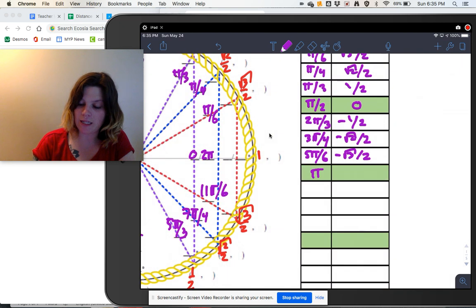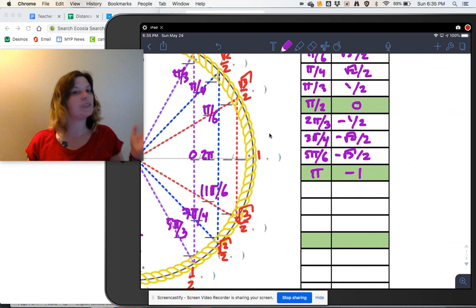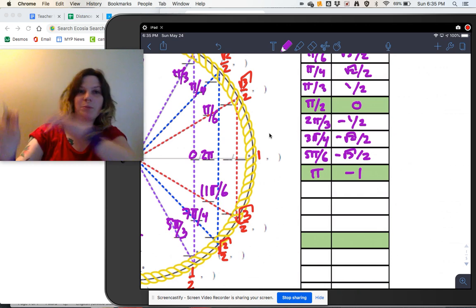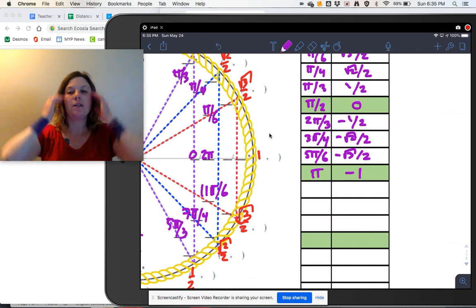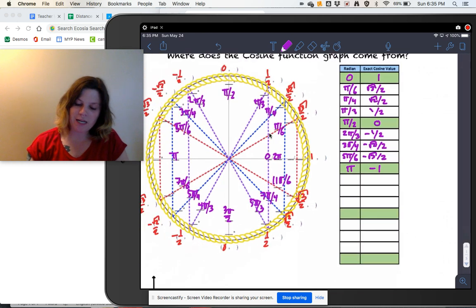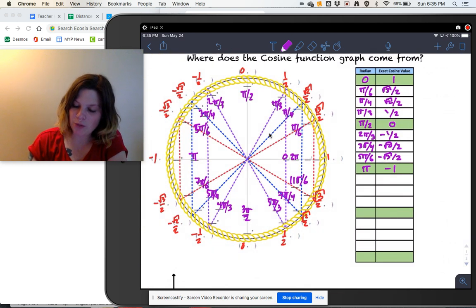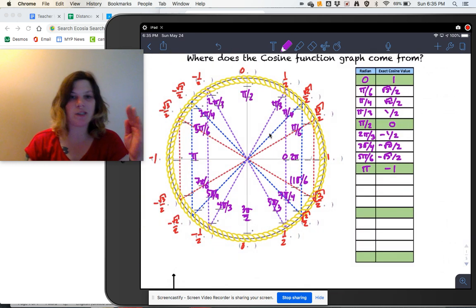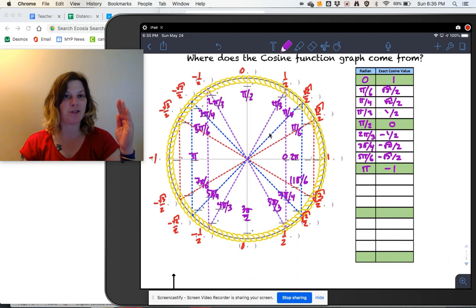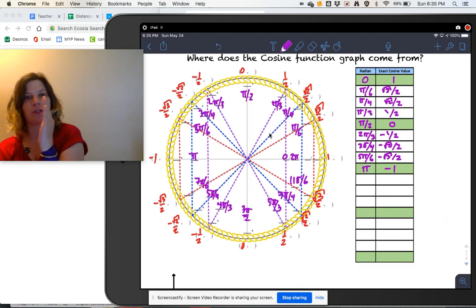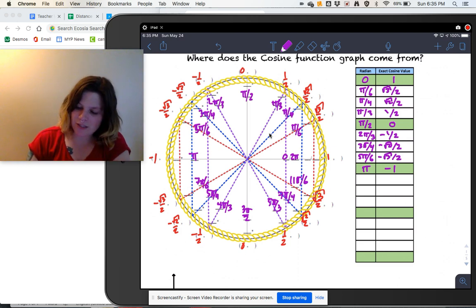So pi, negative 1. And then just like the sine graph, the cycle repeats, but it just goes the other way. After pi, our x value was at its lowest point, which is on the left-hand side. So we're all the way on the left-hand side, and then we're going to slowly move in towards our 0 value. This is 7 pi over 6, and we can see that's negative root 3 over 2.